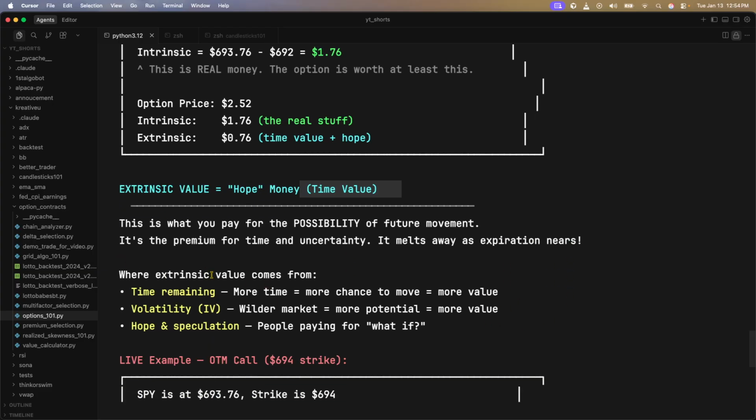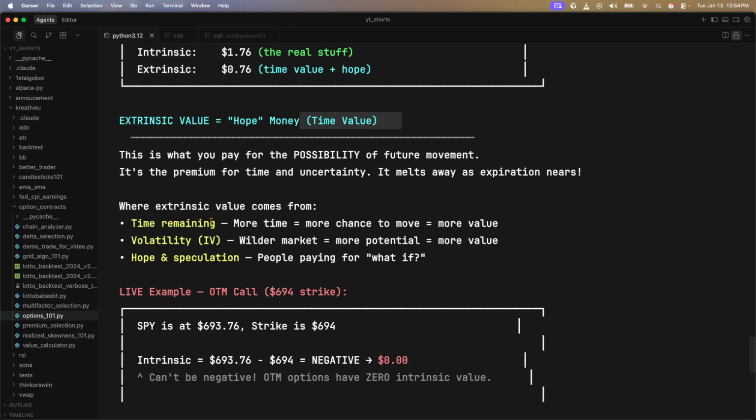Where does extrinsic value come from? The time remaining. More time equals more chances to move, equals more value, equals a little bit more expensive. I should have put that there as well, right? Because the thing we're paying for in options is also this time. So the more time you have, the more expensive it is, but also the more chance you have to move.